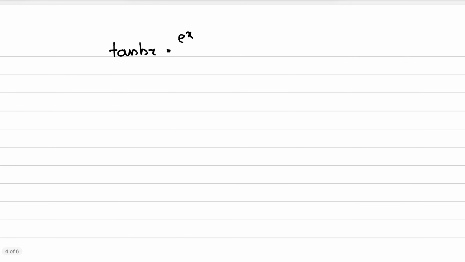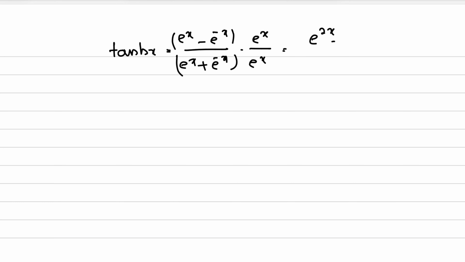Otherwise, tanh x is equal to e to the power of x minus e to the power of minus x divided by e to the power of x plus e to the power of minus x. Let us multiply both numerator and denominator by e to the power of x. Then it will be e to the power of 2x minus 1 whole divided by e to the power of 2x plus 1.